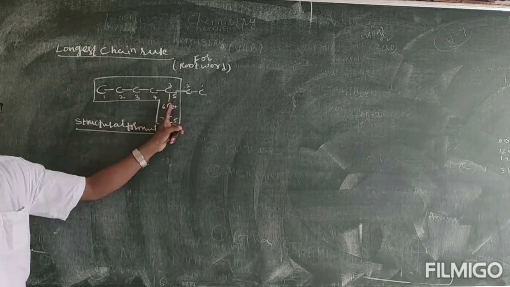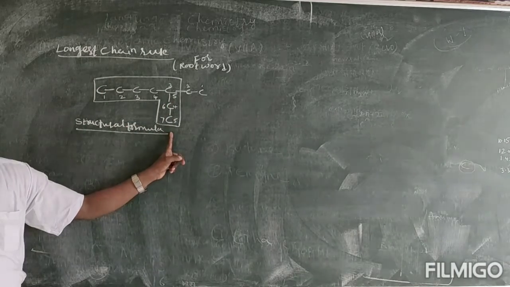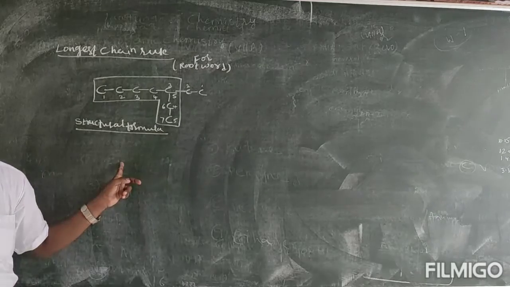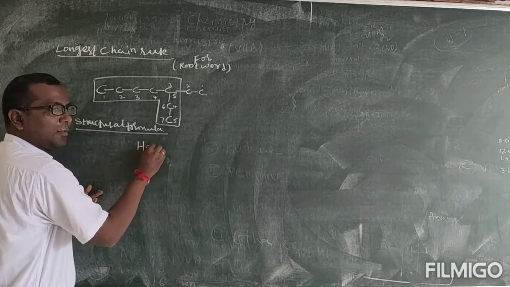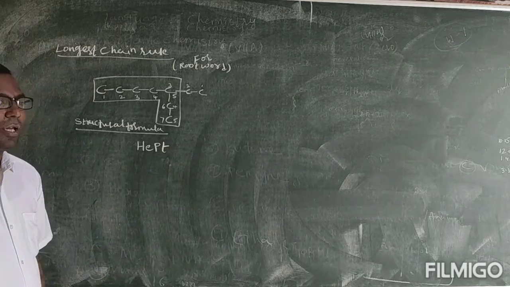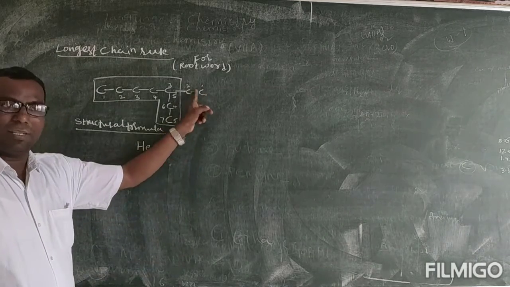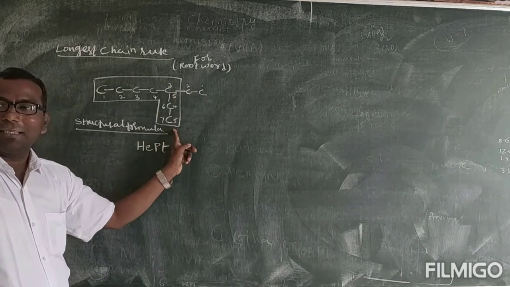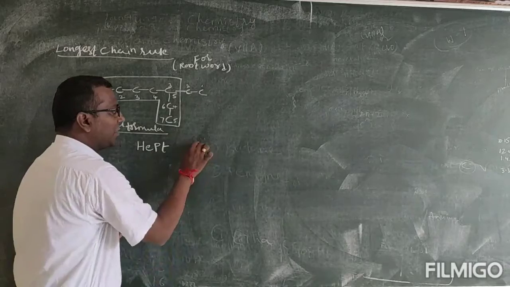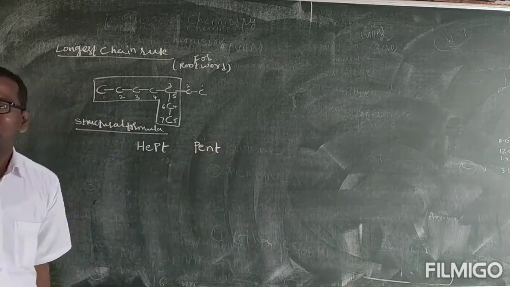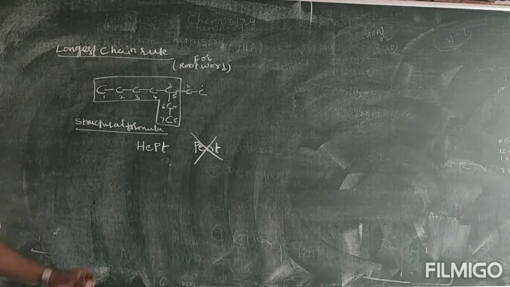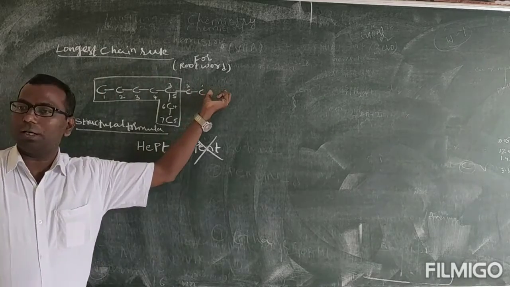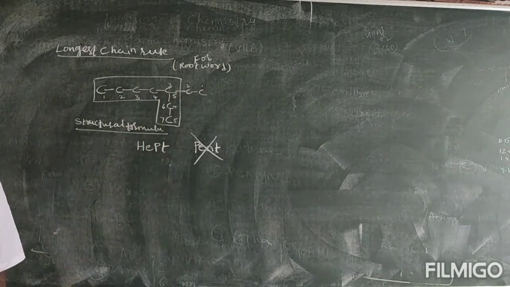Now how many carbons are there totally? 7 carbons. So it starts with what name? Hept. Suppose if you go with this, what name is it coming? Pent. So now which is correct? Hept is correct. Have you understood now? So the longest chain rule, we call it the longest chain rule.